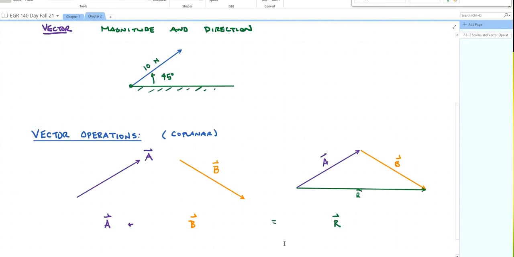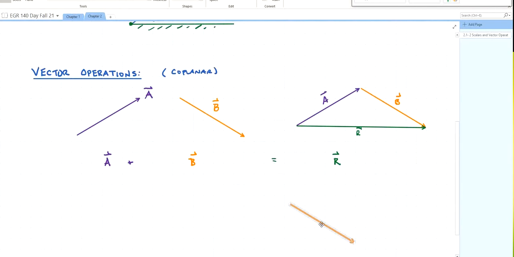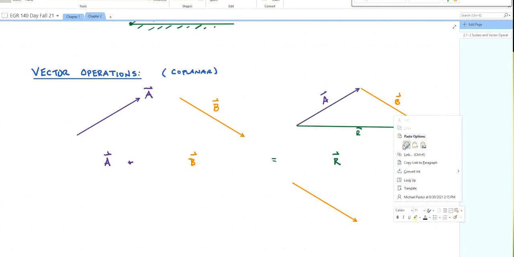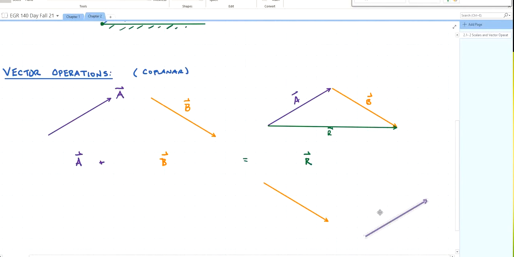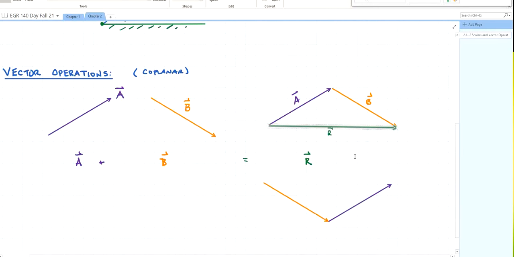We could reverse the process and start with B, and we'll get the same thing. So we could go vector B plus vector A equals vector R. Notice it's exactly the same. Same size, same direction, same magnitude I should say, same direction, same everything.